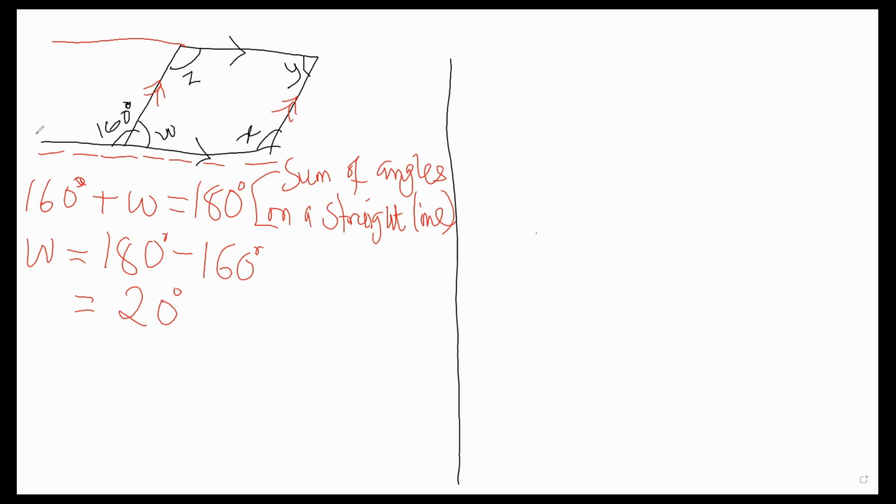Let's try and draw the Z angle out. This line here, this line here and this line here. If you look at this, angle Z and 160 degree, they are alternates. So we are going to be saying that our Z is equal to 160 degree. Now the reason is because they are alternate angles.